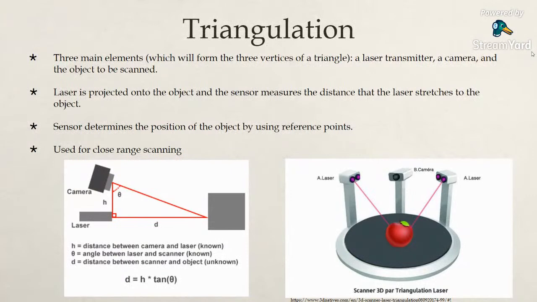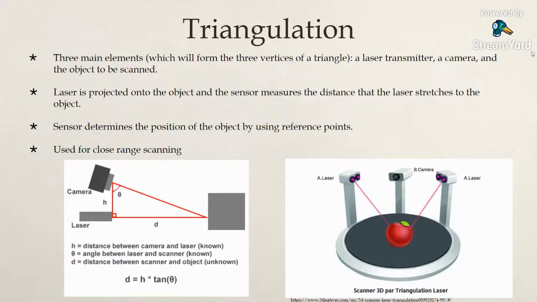The second principle is the triangulation principle. This is more suited to our purposes for this course, since it's used for smaller objects, so this is what we're going to be talking about going forward. It consists of three main elements: a sensor, a camera, and an object being scanned. Together they form sort of a triangle, hence the name.